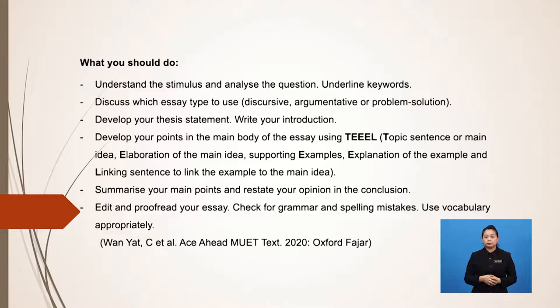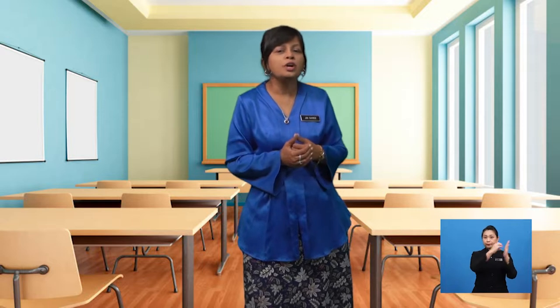Another E is for supporting examples. For instance, this ability helps to protect coral reefs and seagrass beds. E, explanation of the example. Without mangrove forests, it would be difficult for the authorities to ensure cleanliness of water to be consumed by human beings. And L, linking sentence, to link the example to the main idea. Thus, this forest is important for our ecosystem. We will repeat the process for the next body paragraphs. You can look at the examples given in the visual for body paragraphs 2 and 3.